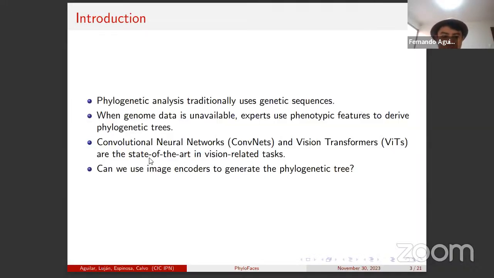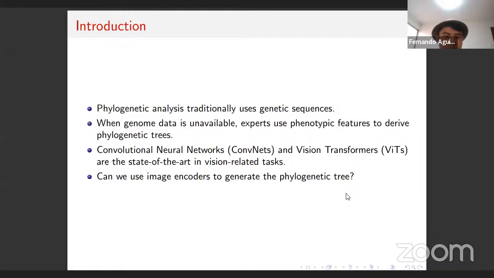First of all, phylogenetic analysis is usually performed by using genetic sequences. But sometimes the genetic sequences are not available, so the experts might require other phenotypic features to infer the phylogenetic traits, and that's the case that we would like to study. When we only have images, can we approximate the phylogenetic tree?